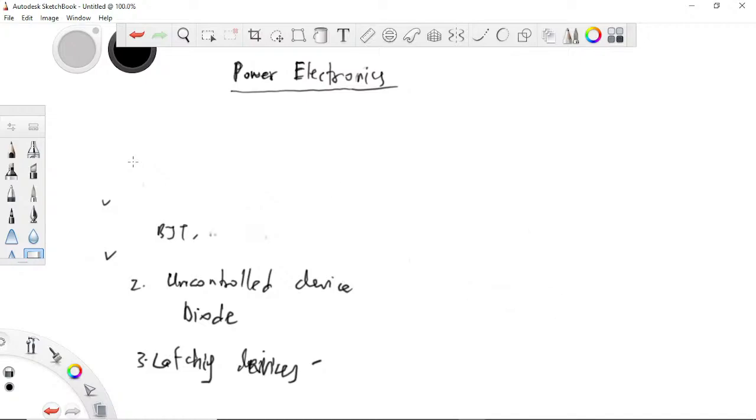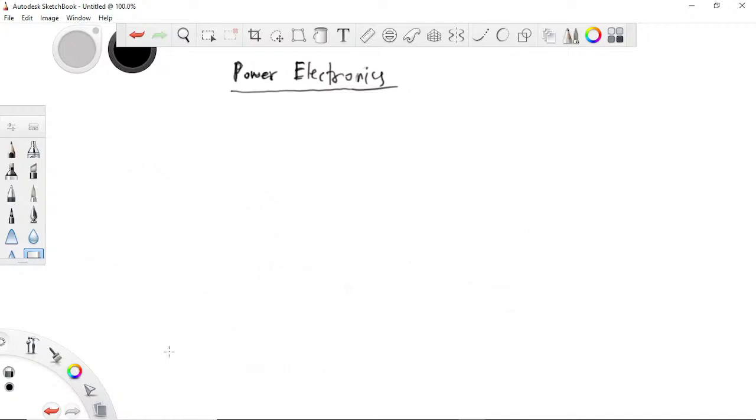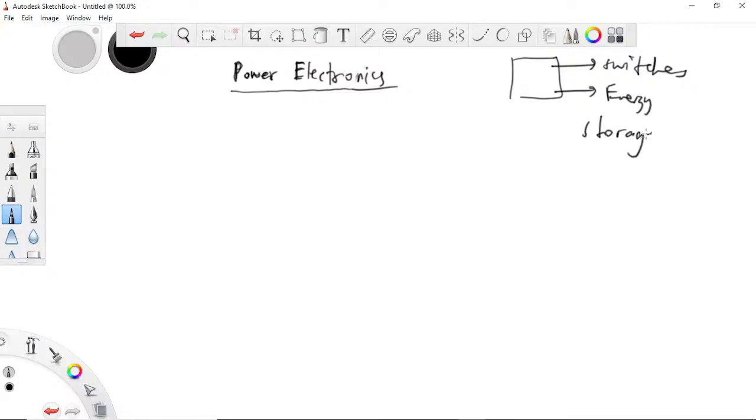Okay, don't lose track of the concept. We said that we want to take power from input to output through a circuit made up of what? Switches and energy storage elements. Please don't mind my handwriting. If you have any questions, ask.